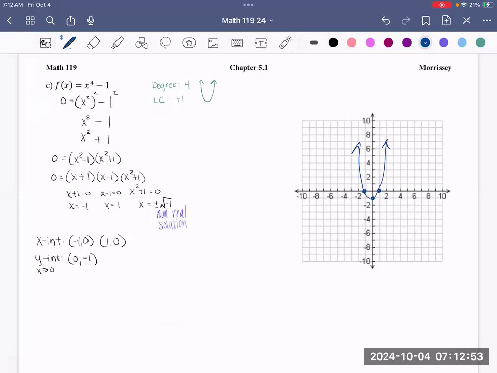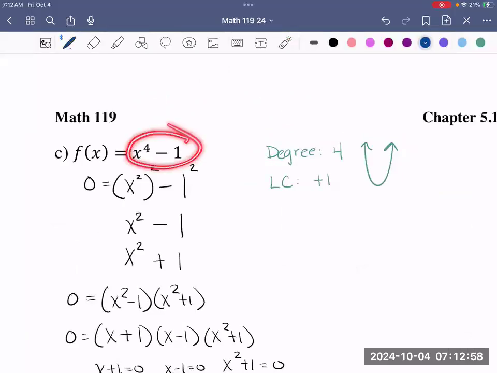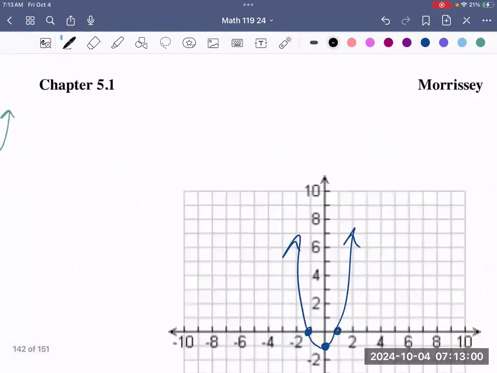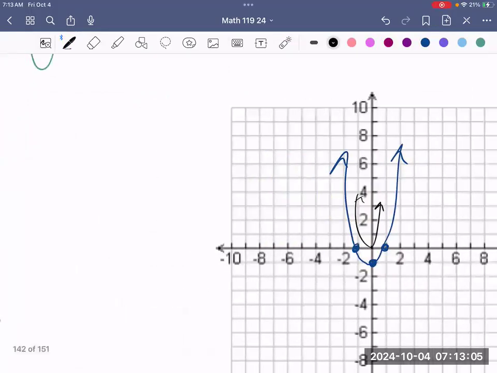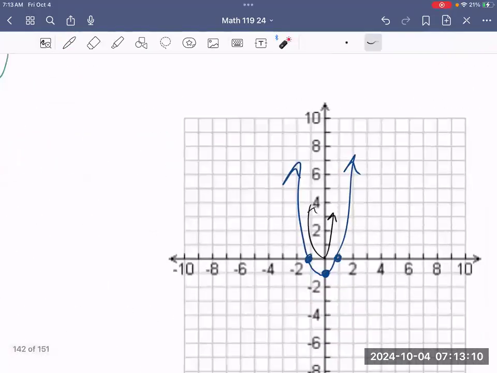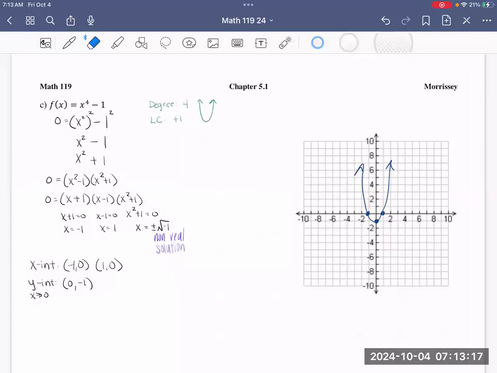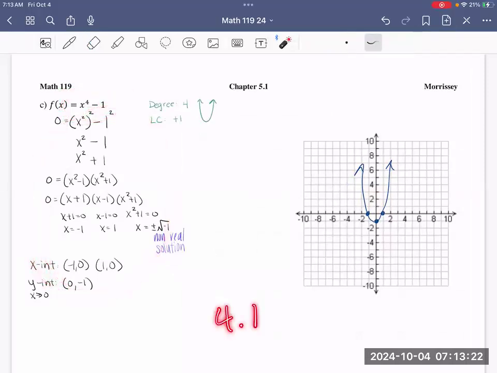Now, if we approach this from a transformation standpoint, we're taking your graph f of x equals x to the 4th. So we're taking your graph here, and we have translated it, we have transformed it by going down 1. So sometimes if it's kind of a nice variation, you don't have to use such a complicated method. Instead, you can use what we've learned from chapter 4.1 about transformations, moving your graph up, down, left, right, and any sort of reflection.